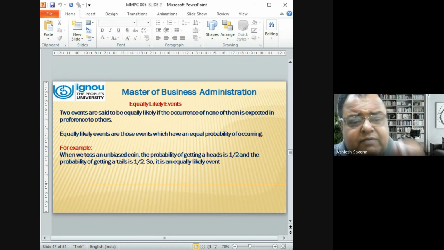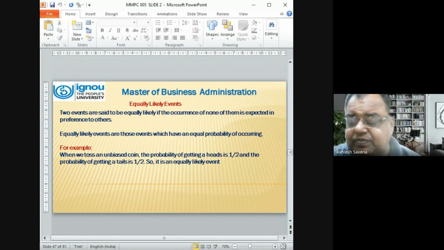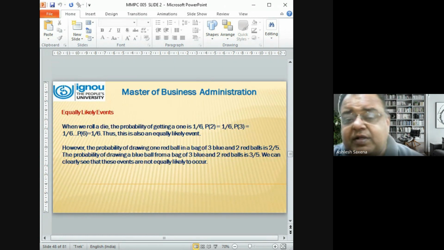The probability of getting head is 1/2 and probability of getting tail is 1/2. That means this is an example of equally likely event. Irrespective पहले क्या आया था कोई मतलब नहीं है, क्या आएगा बाद में इससे भी कोई मतलब नहीं है. अगर मैं flip of a coin करूंगा या तो head आएगा या tail आएगा, उनकी probability 1/2 ही होगी. Equally likely events when we roll a die.